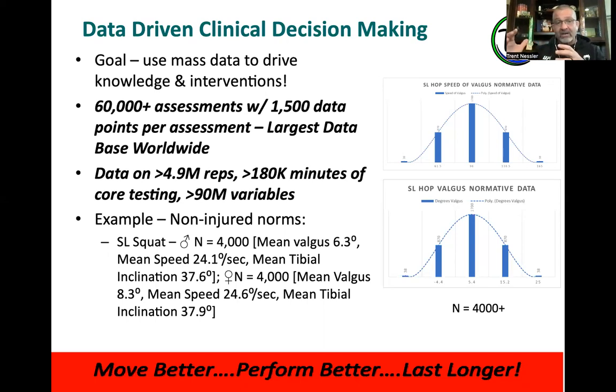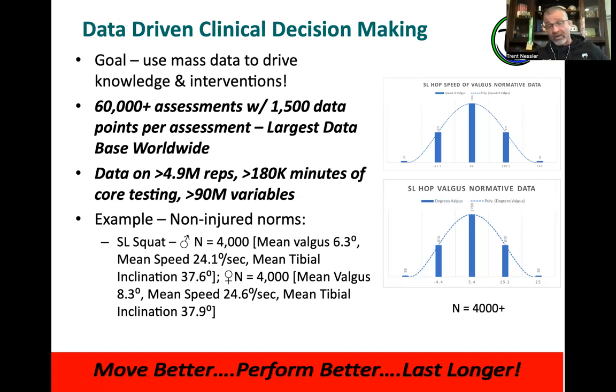What that also allowed us to do is we assessed, we captured, we recorded over 4.9 million reps of exercises, over 180,000 minutes of core testing, and over 90 million variables. So from that, we were able to start creating some normative values of where people should fall as far as how much speed of valgus, how much valgus should you have, how much should your pelvis move, all of those things. So we were able to start creating some of that normative value.